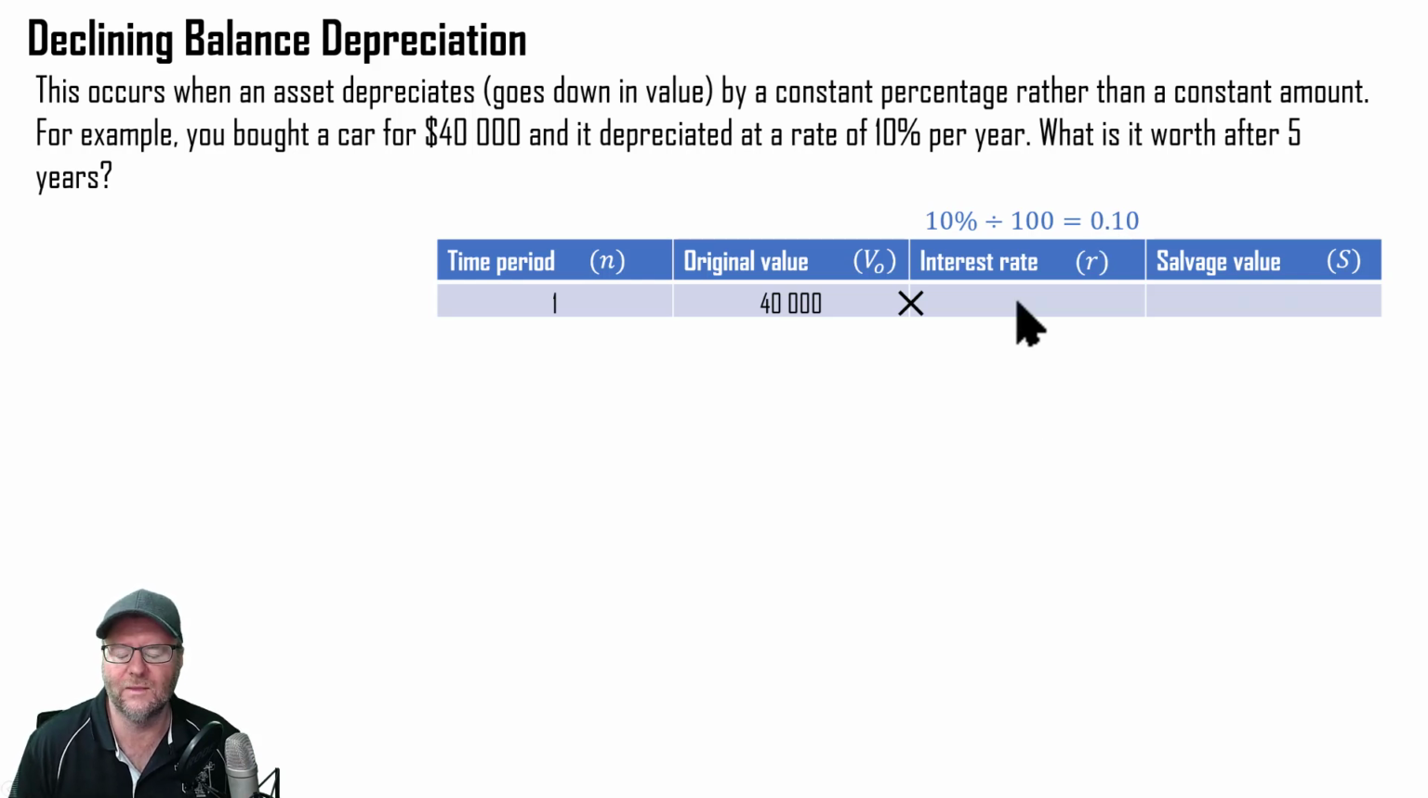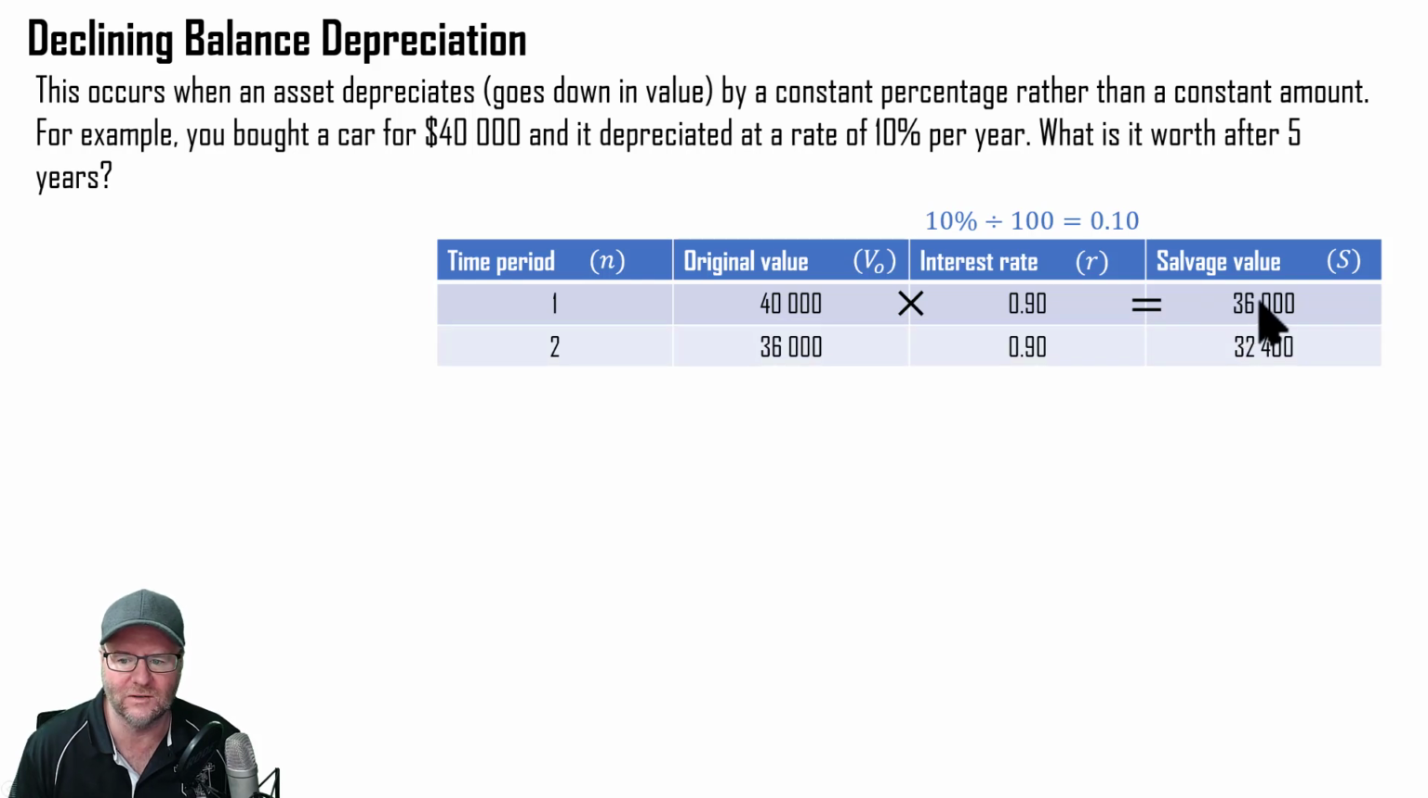So the value of the car that we're keeping is actually 90% of the original, because 10% is being taken off as depreciation. So 40,000 times 0.9, which is 90% written as a decimal, means that the salvage value at the end of year one is $36,000. It was 40,000. We've taken off 10%. In other words, we kept 90%, and we got 36. So at the start of year two, that is our original value. So let's take this number, shift it down here.